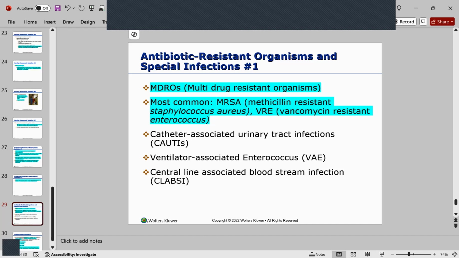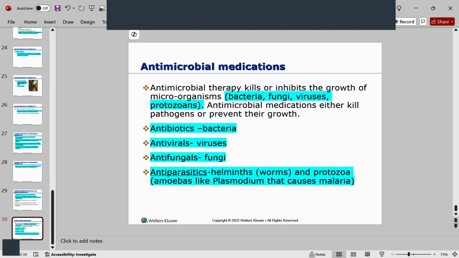There are also some additional infections that can occur. CAUTIs, catheter associated UTIs that you get in the hospital, ventilator associated events, VAE, right? Or central line associated blood infections, CLABSIs. Okay. I'm not going to get into these. I want you to know MRSA and VRE. Okay. Multi-drug resistant organisms. Okay.